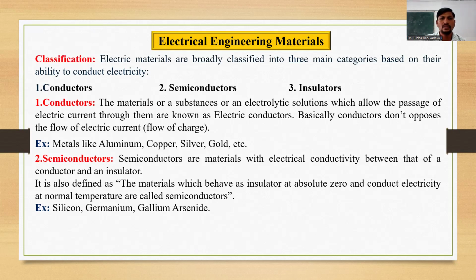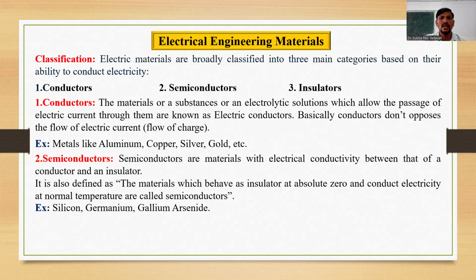These semiconductors are also defined as the materials which behave as insulators at absolute zero and conduct electricity at normal temperatures. That means if you decrease the temperature of the material, it behaves as an insulator, and if you raise the temperature of the material, then it conducts electricity. Such kind of materials are categorized as semiconducting materials.